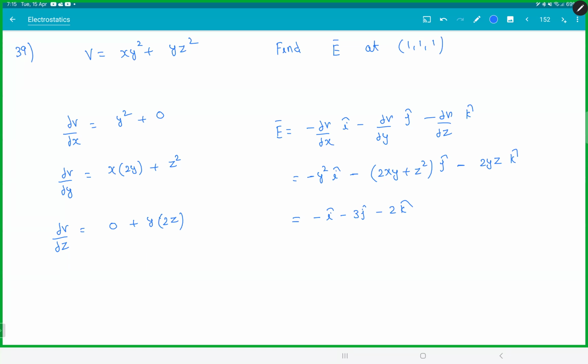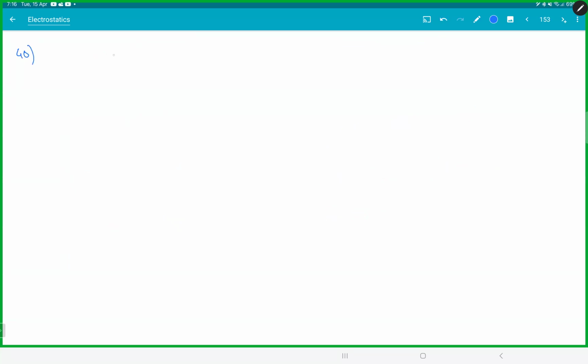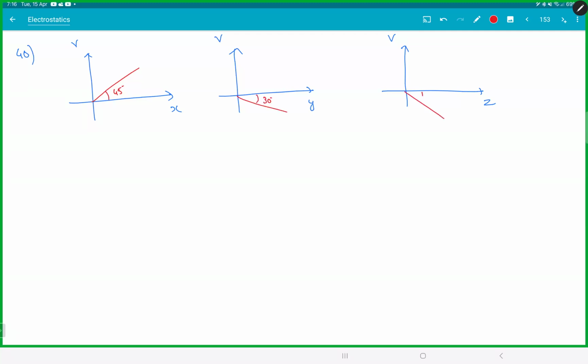Next one. Another way of asking the same thing. So we have a potential versus x graph, potential versus y graph, potential versus z graph. Now let's say this is 45, this is 30, this is 60. So they'll give you like this. The potential with x, y, z are three graphs given. Find the field in the region. How will you do this?